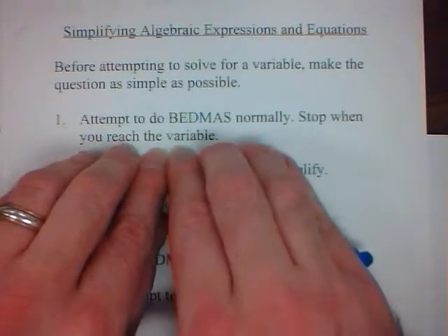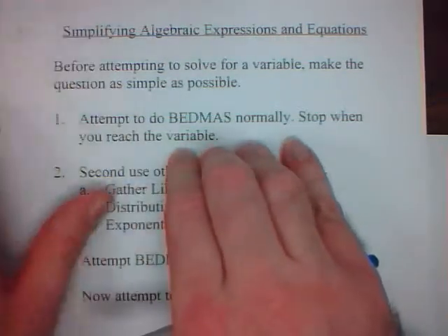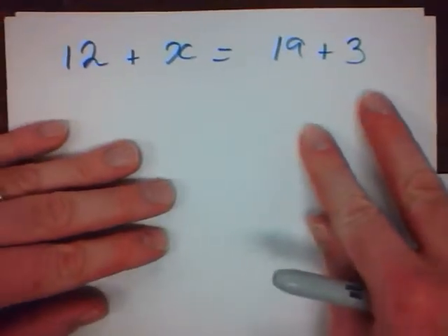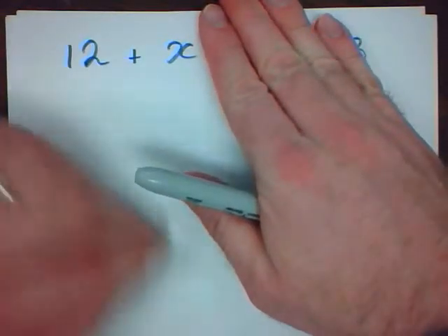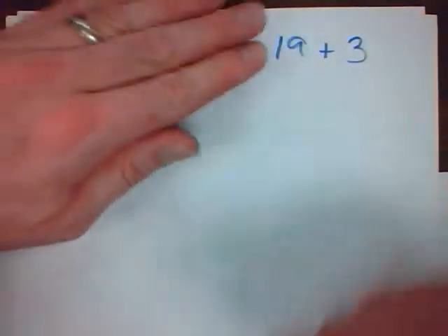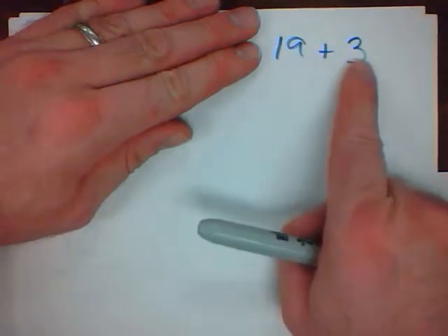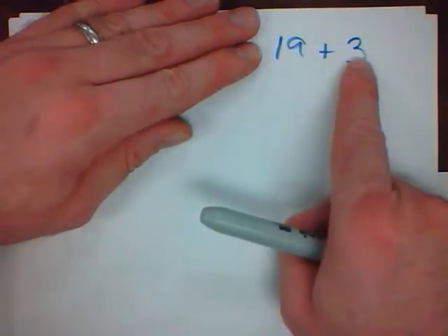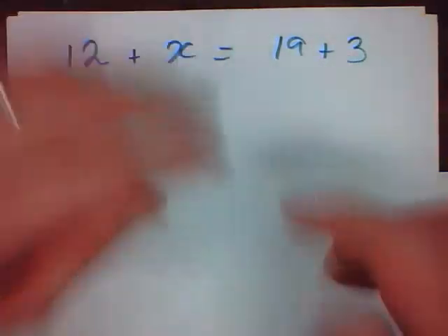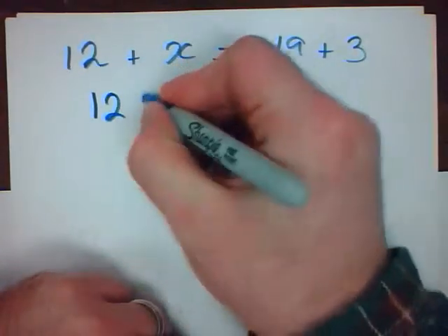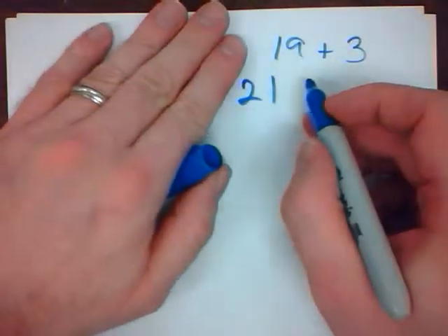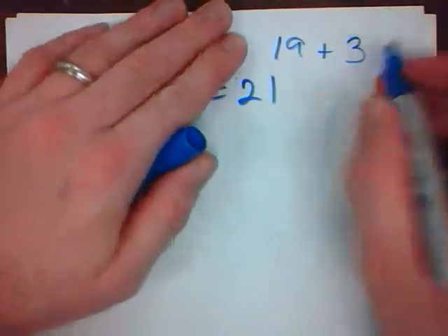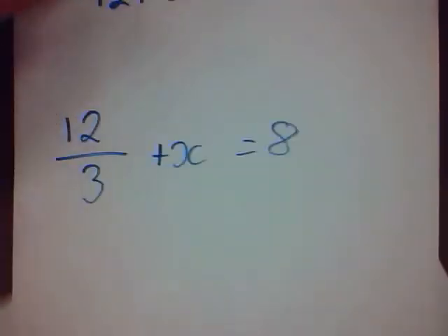Let me demonstrate that again. Even though I've done it earlier, I'm going to demonstrate that again right now in two examples. We have a question like this. And if I look at this question, 12 plus x, I can't do anything with that because if I do 12 plus x, I don't know what x is. However, on this side, I can do 19 plus 3. So before I start doing all my work, let's just simplify that. And this side won't change any. It's still 12 plus x. But this side can be 21 because I can add that.